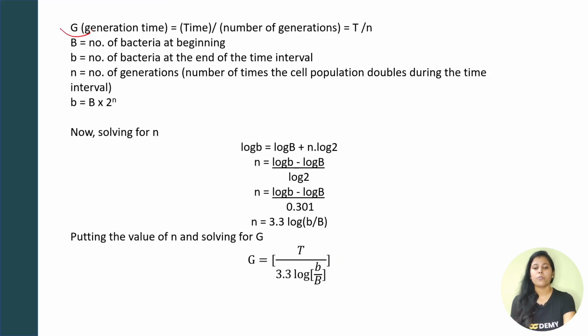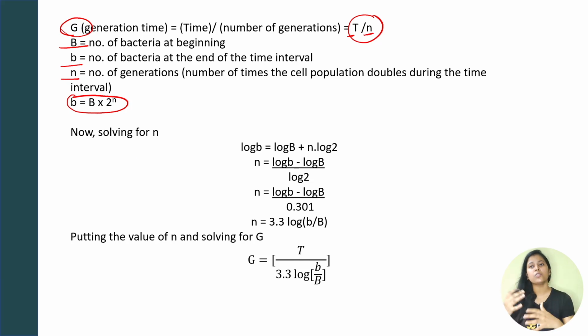Generation time is how much time it takes for the cells to divide, for the population to double. So T upon N, that is, the number of generations produced in a given time, will give you the generation time. The initial population is capital B, small b is the final population, and N is the number of generations produced from the initial population. Now, the final population is going to be the initial population multiplied by the divisions that have happened. That is, 2 raised to the power N is the multiplication factor for how the population is growing. That will give you the final population.